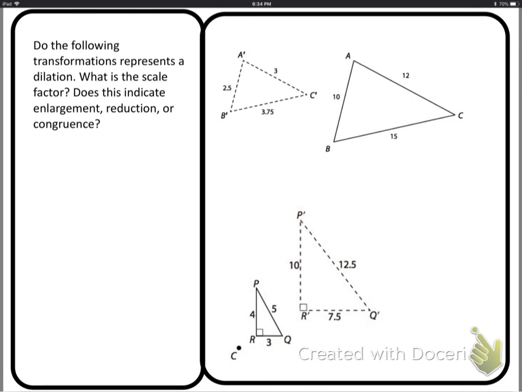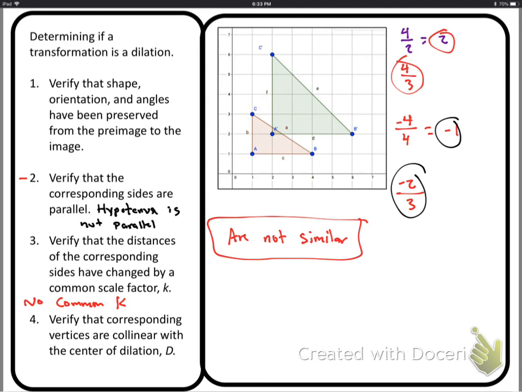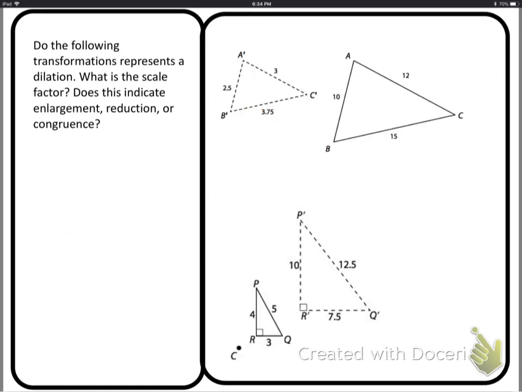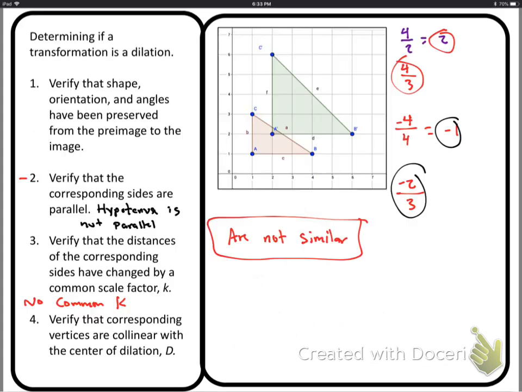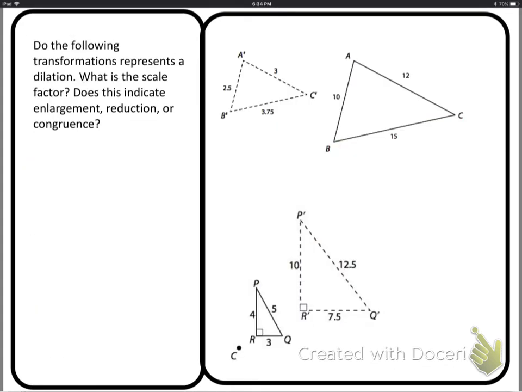Okay, does the following transformation represent a dilation? What is the scale factor? And does this indicate enlargement, reduction, or congruence? Now, the rules we have here, we can verify that the shape and orientation angles have been preserved, right? So if we're looking at it, it's the same triangles. Verify that the corresponding sides are parallel. This one's a little harder because we don't have it on a grid, so we can't find the slopes of each one.